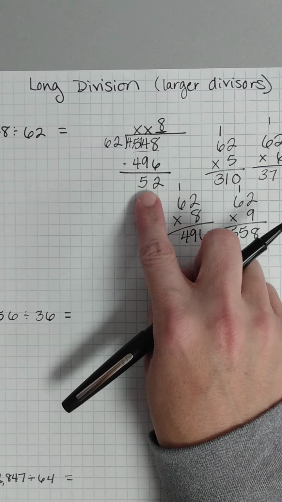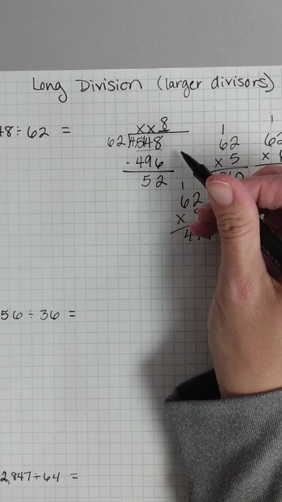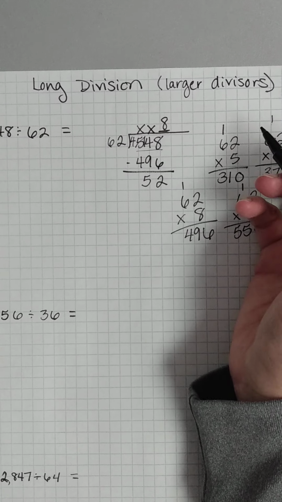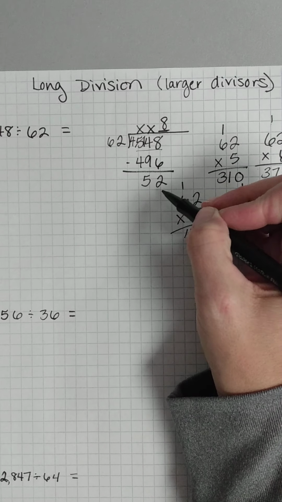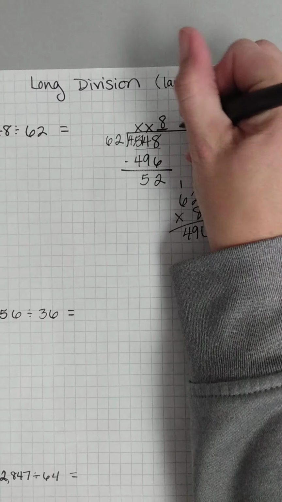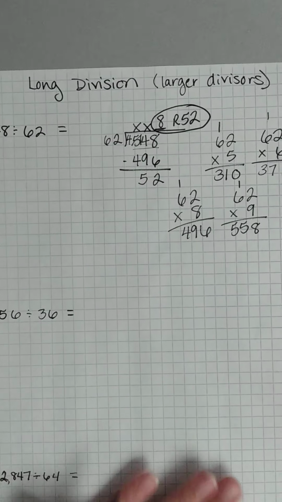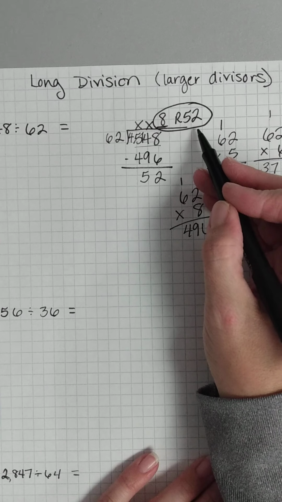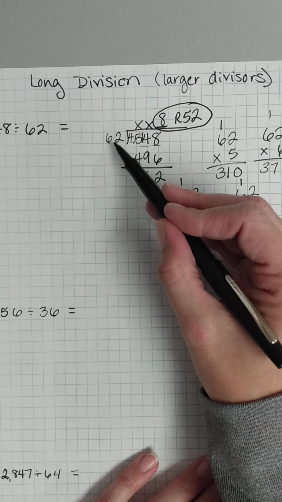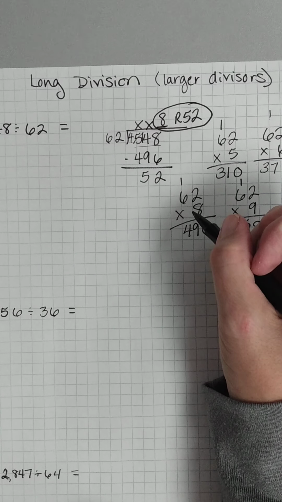The good news is this number that's remaining is smaller than my divisor. Now, the next thing I would need to do is bring down any digits. Do I have anything left to bring down? No. So I can't continue my steps anymore. This leftover is still part of my answer. So my answer ends up being 8 with a remainder of 52. That seems like a really large remainder. However, as long as your remainder is less than your divisor, I can't take out any more groups. So my answer should work.